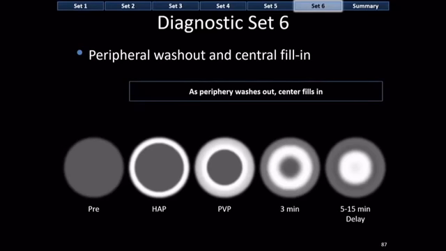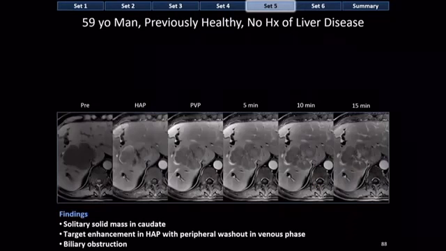Why is the center filling in so slowly? Either because the center is ischemic, or fibrotic, or both. So this is what I mean by peripheral washout and central fill-in. So here is our prototypical case, 59-year-old man, previously healthy, no history of liver disease. Now, I know all of you are thinking, okay, you've already told us that elderly men with no history of liver disease think HCC, and that's true, but this guy, 59, not so elderly.